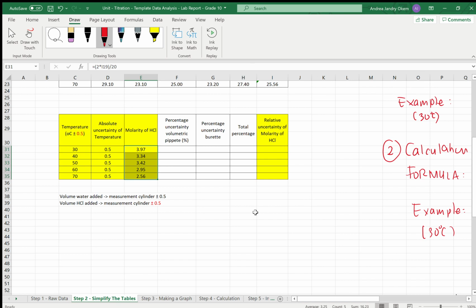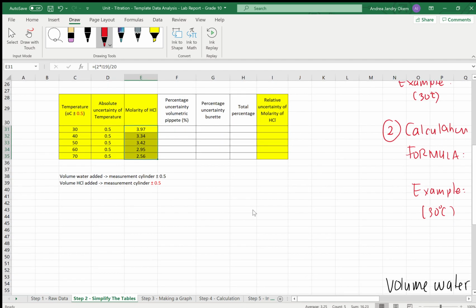Part 6. Determine the relative uncertainty of hydrochloric acid molarity. So this part is a little bit complicated. I will put it here. So, calculation of relative uncertainty of hydrochloric acid molarity.